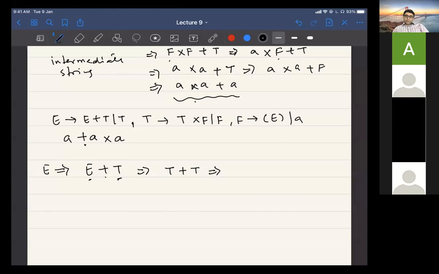Now, since we know that this plus aligns here, this T must be representing this part, and the first T must be representing this part. And in order to get just A, we replace the first T with F, F plus T. And this F can be replaced by A. So we have A plus T. Now, this is a terminal symbol, this is a terminal symbol, and this is a variable. So this has to be replaced. So this T would be replaced by T times F.